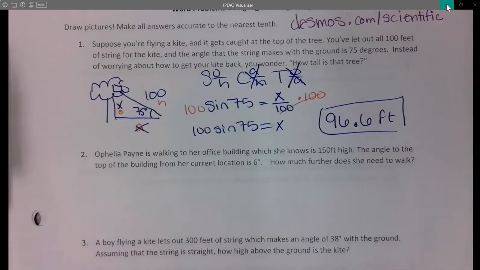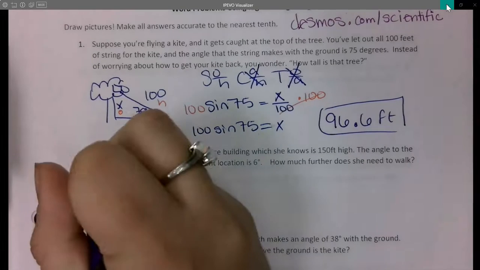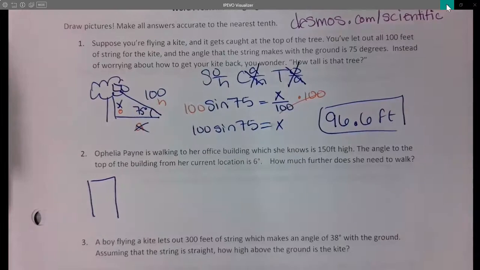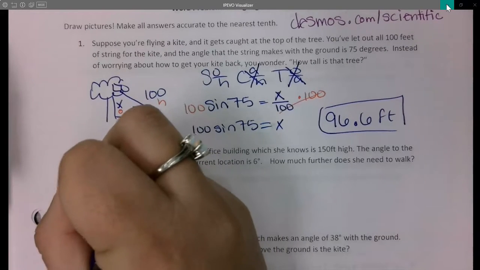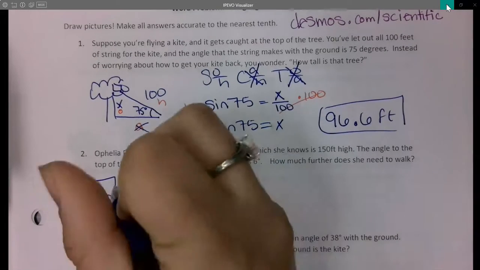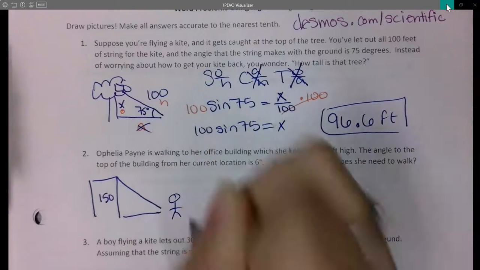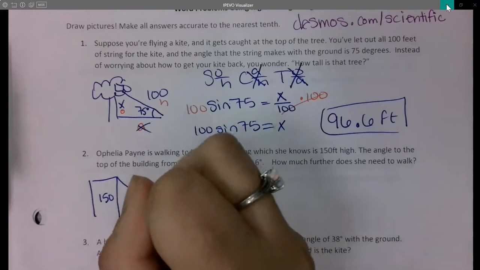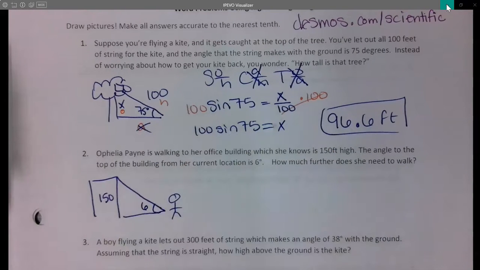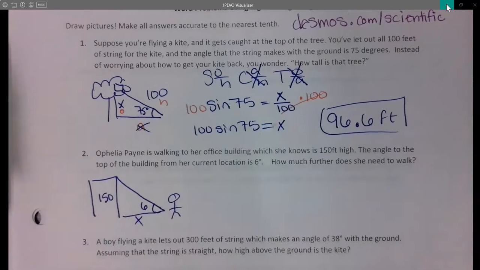Number 2 is telling me this girl is walking to her office building. This is her office building. She knows that it's 150 feet tall, and it tells me the angle to the top of the building from where she's currently standing is 6 degrees. It wants to figure out how much further she needs to walk. So because she's walking and not flying, she's going across the straight distance.